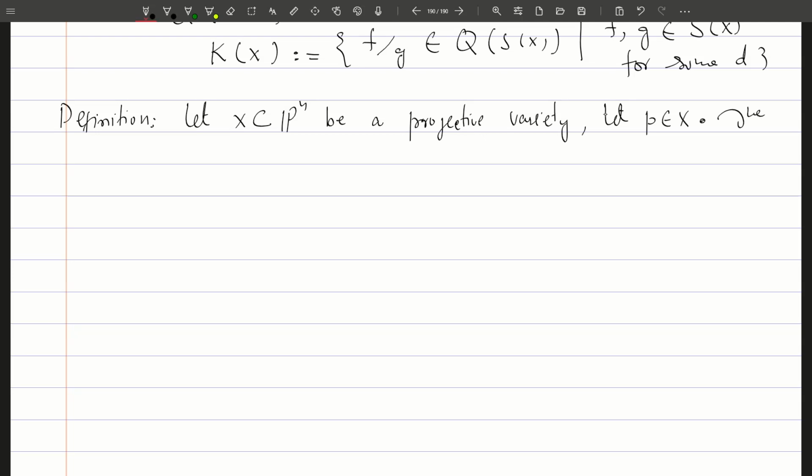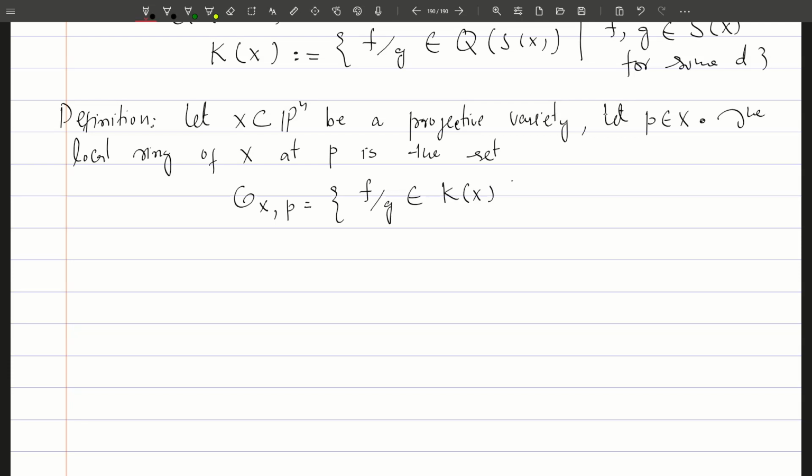The local ring of X at P is actually the ring which we denote by O_X,P. It contains elements of the form f by g, that is, the rational functions on X such that g evaluated at P is different from 0. It is not hard to prove that this set is a ring, and this ring is called the local ring at the point P.